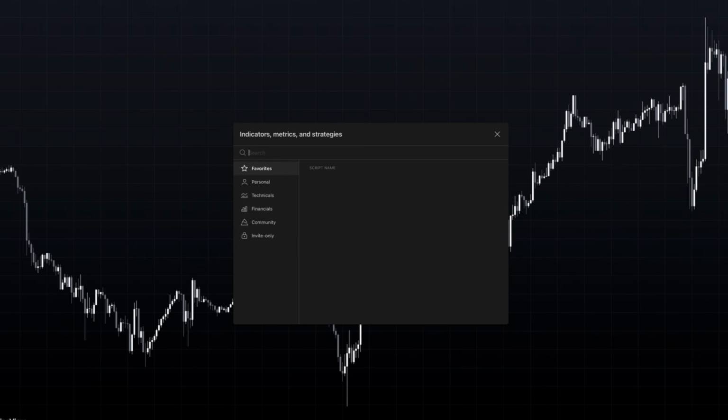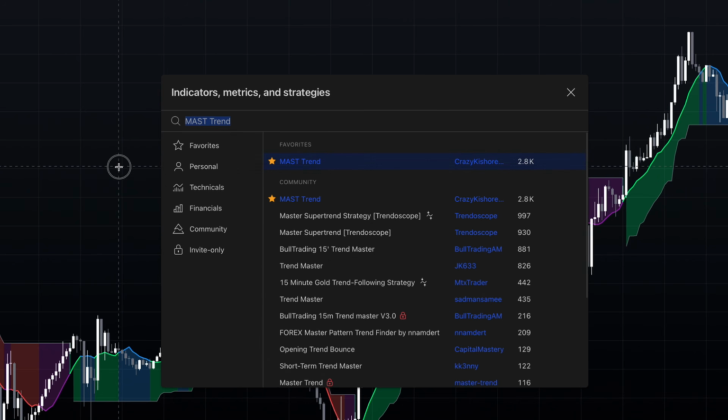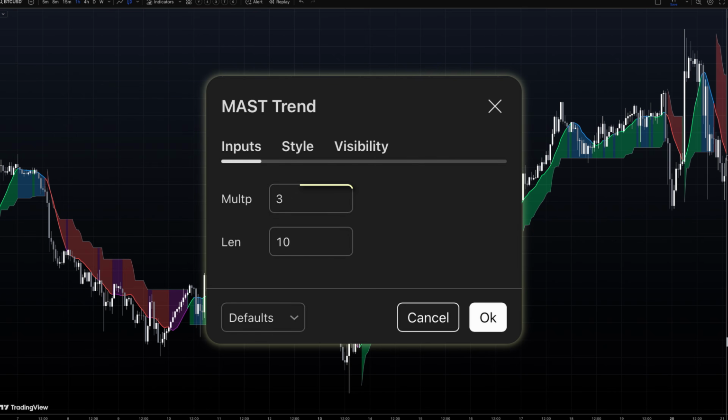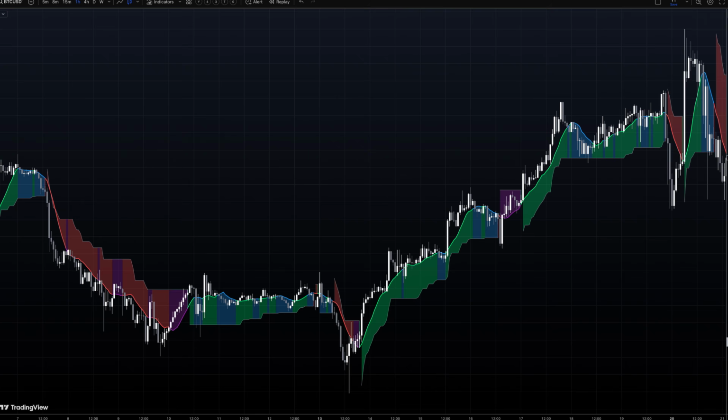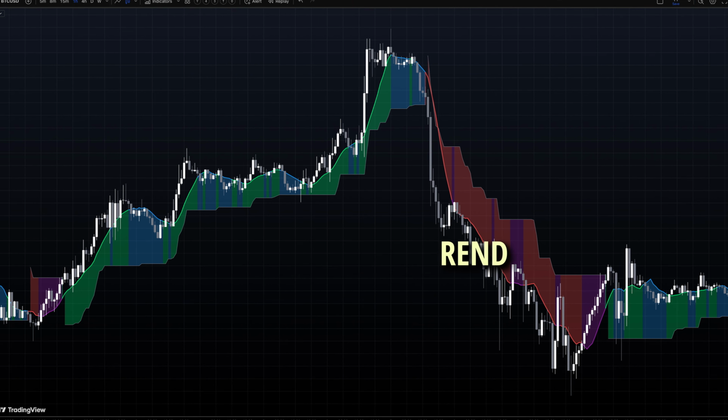The MAST trend indicator is a trend-following tool that combines an adjustable simple moving average, SMA, with the super trend indicator to highlight market direction. The super trend settings include a multiplier and length, which can be adjusted by the user. The indicator changes color based on price positioning relative to both the SMA and super trend.